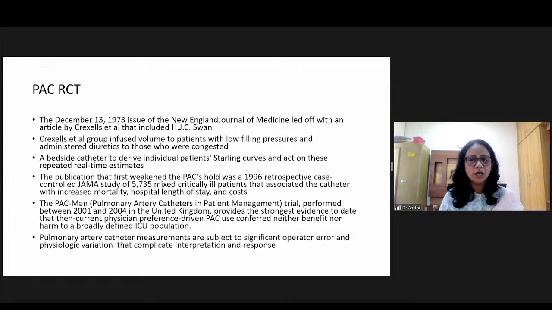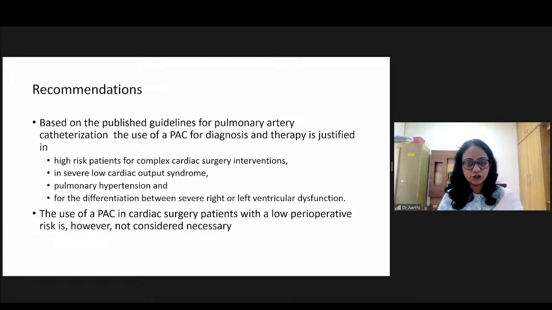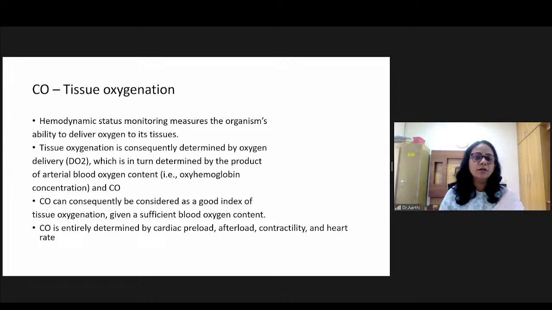So what are the recommendations? As I said earlier, the indications of PACs based on the guidelines are patients with high risk for complex cardiac interventions, severe low cardiac output syndromes, and patients with high pulmonary hypertension where you have to have the diagnosis and differentiation between severe right and left ventricular dysfunctions. And there is no role for PACs in low perioperative risk patients at present. So these are all the overviews about the invasive monitors.